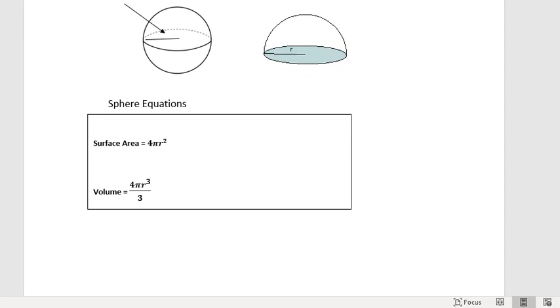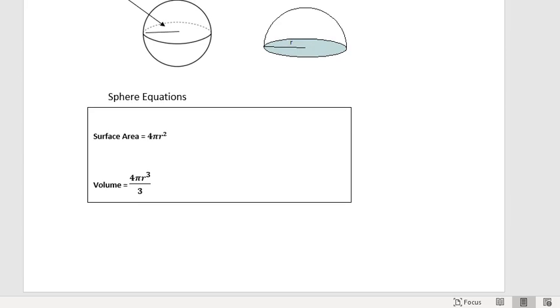Our equations are pretty straightforward. Surface area is 4 pi r squared. Volume is 4/3 pi r cubed. So we only need to know one piece of information for a sphere, and that is the radius.